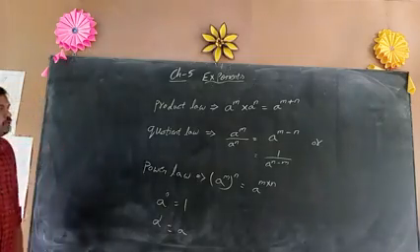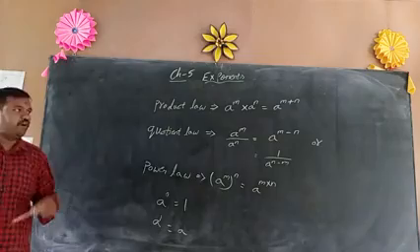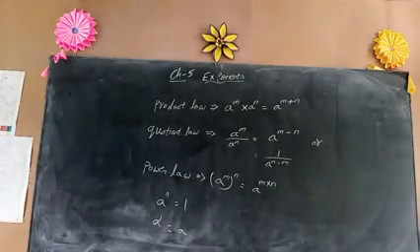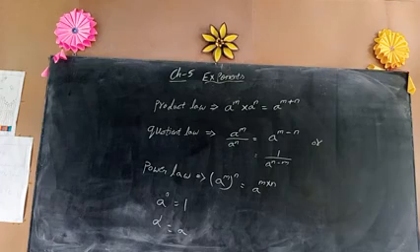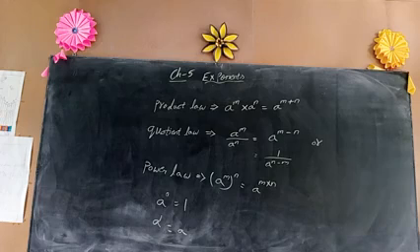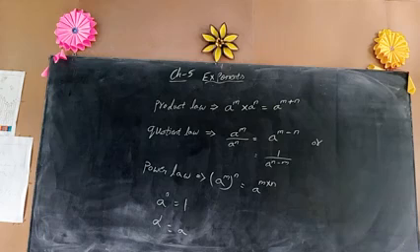Using these formulas, we are doing the sums. See those formulas: bases are same under multiplication, powers we add. Bases are same under division, powers we subtract. Powers we multiply. A power 0 is equal to 1, a to the power of 1 is equal to a. These are the formulas we have. See these formulas once, everybody, and you have to note down these 5 formulas in your CW also.